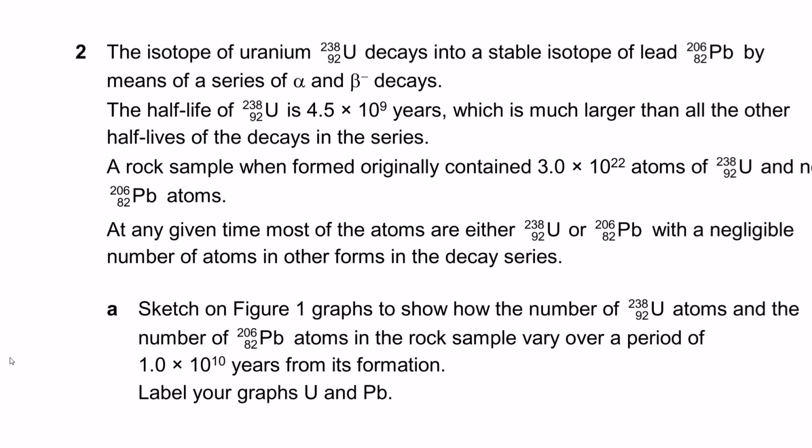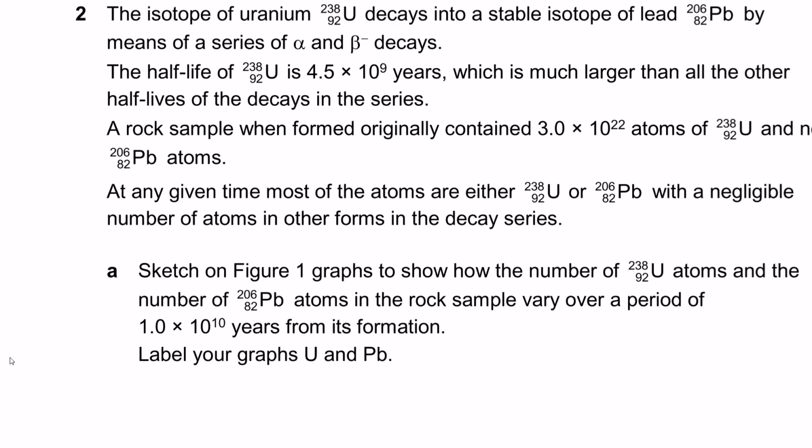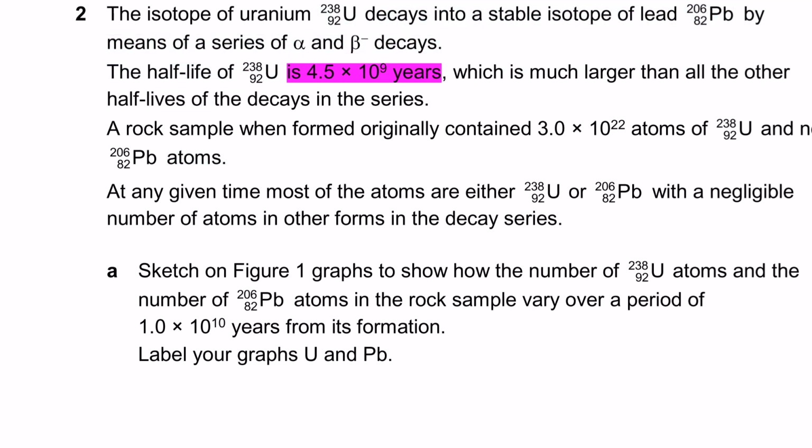So the next one's talking about the isotope of uranium-238 decaying into plutonium-206 by means of alpha and beta decays. It gives us the half-life here, which is going to be useful, so I'll highlight that. And the original number, so 308. So at any given time, most of the atoms are either uranium-238 or plutonium-206, and a negligible number of atoms are in other forms in the decay series.